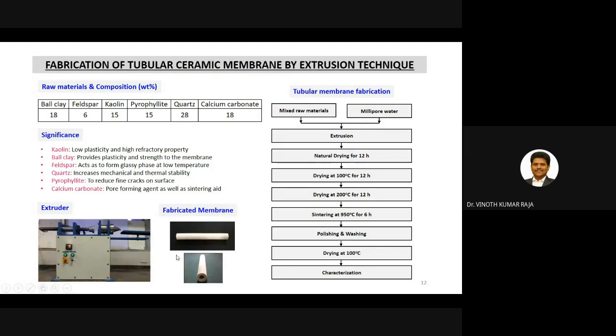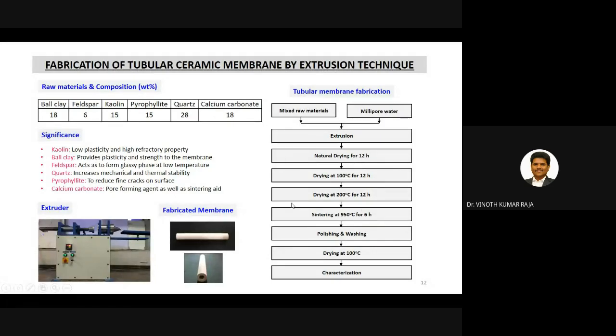Further, the extruded membrane was naturally dried for 12 hours in atmospheric conditions, and then further dried at 100 degrees centigrade for 12 hours and 200 degrees centigrade for 12 hours. There are three different thermal processes we have carried out in order to avoid sudden thermal shock, which creates cracks on the membrane surface. Further, the membrane was sintered at 950 degrees centigrade for 6 hours.